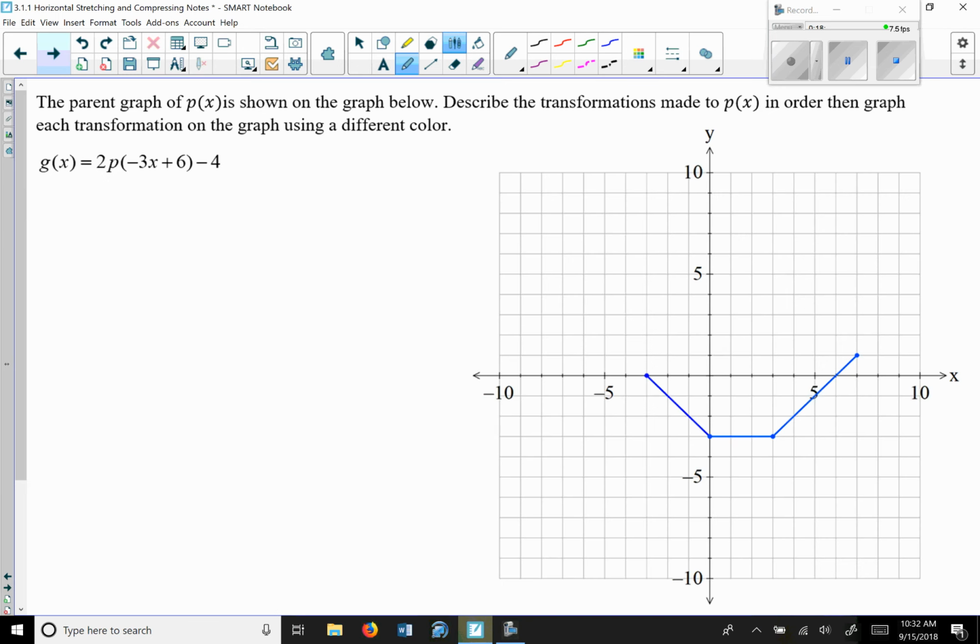So I want to just go ahead and do one more practice problem. We'll probably do this as an exit ticket or a warm-up or something. So the parent graph of p of x is shown below. We're going to describe the transformations made to p of x and then graph each transformation using a different color. So p of x is this graph in blue here.